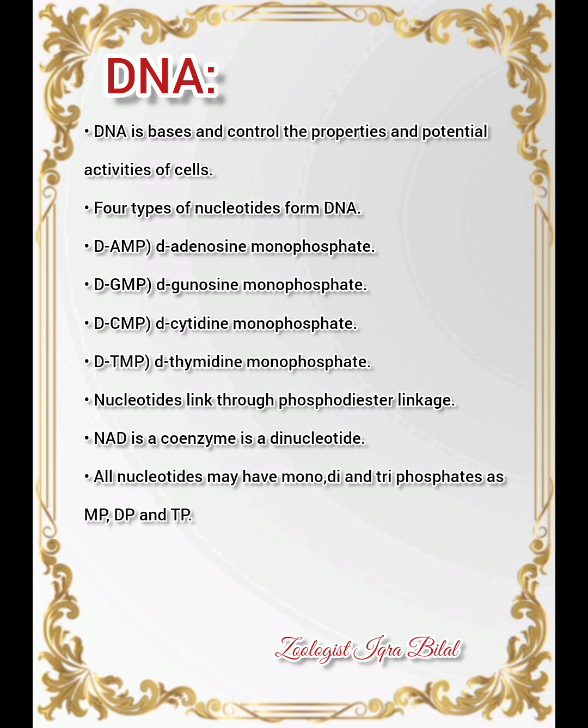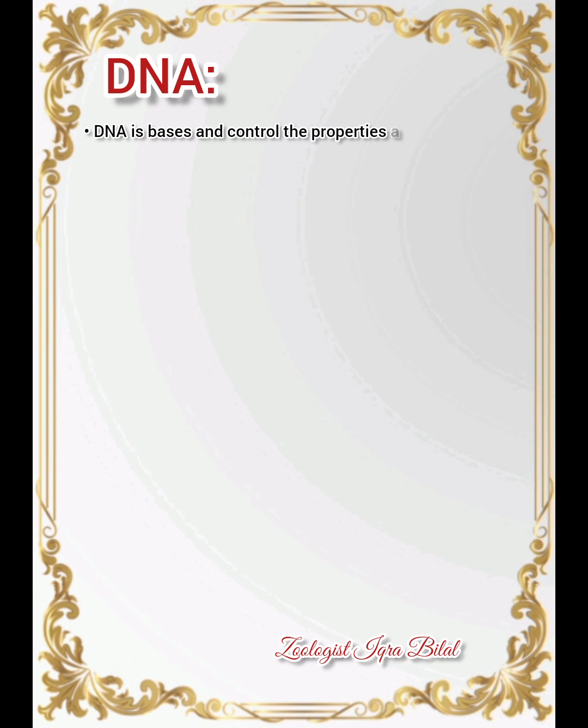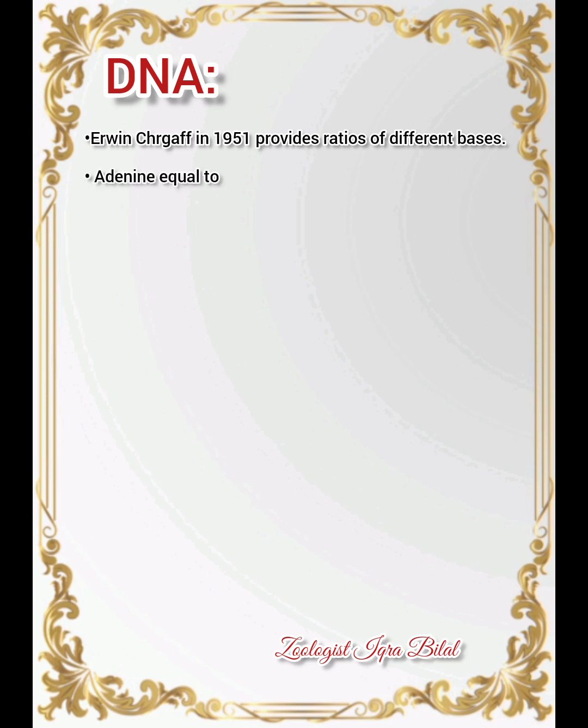NAD is a coenzyme, a nucleotide, nicotinamide adenine dinucleotide, which is a dinucleotide. All nucleotides may have mono-, di- and triphosphate as MP, DP and TP: monophosphate, diphosphate, triphosphate. For example, AMP, adenosine monophosphate, ADP, adenosine diphosphate, ATP, adenosine triphosphate, and then GMP, guanosine monophosphate, GDP and GTP respectively.